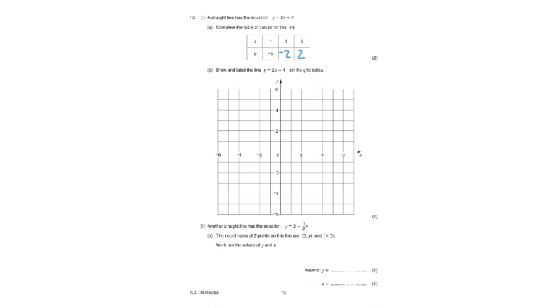So -1, -6, 1, -2, and 3, 2. So there we go, let's try and draw this. There we go, and we're going to label it y equals 2x minus 4. There we go.